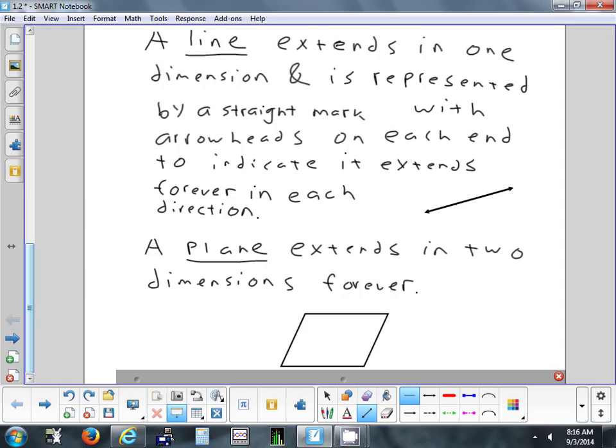Kind of think like you're looking at it from a perspective, from an angle. You're not looking at it straight on, kind of like that. So it kind of looks like a parallelogram or a rhombus kind of idea. Okay, so that's a plane. Any questions on those three terms? Point, line, plane.